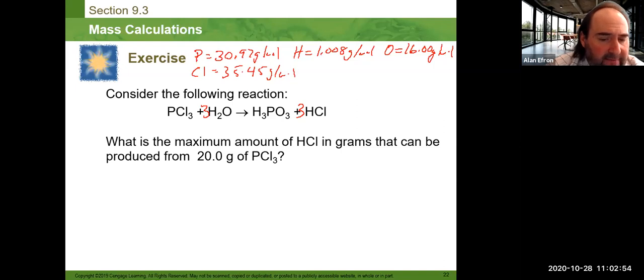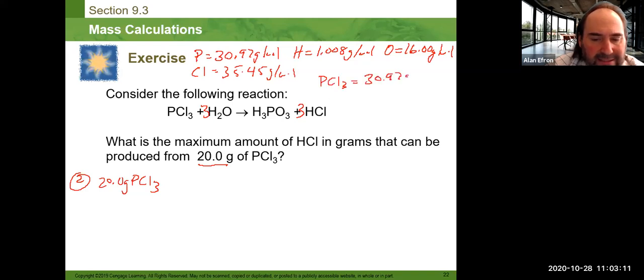Next thing is to take whatever they gave us, which in this case is 20 grams of our PCl3, and convert it into moles. We do need to do that since it's in grams. So going here for our PCl3, we have 30.97 plus 3 times 35.45.